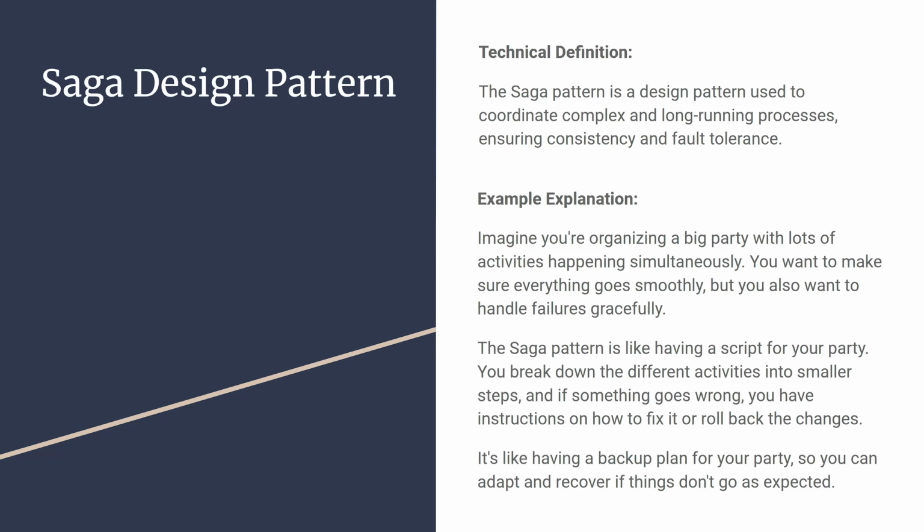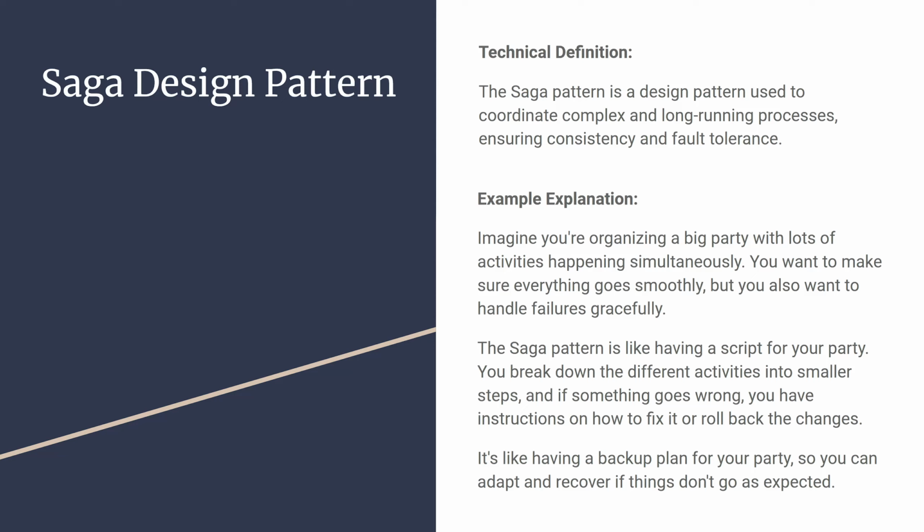Let's look at an example. Imagine you're organizing a party with lots of activities happening simultaneously. You want to make sure everything goes smoothly, but you also want to handle failures gracefully. The Saga pattern is like having a script for your party.